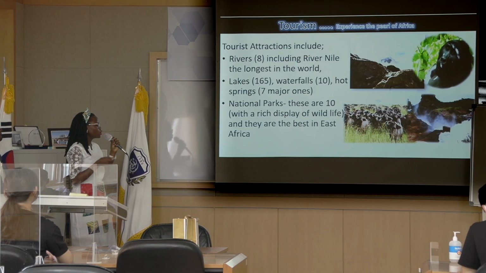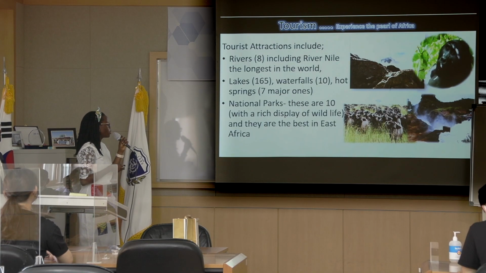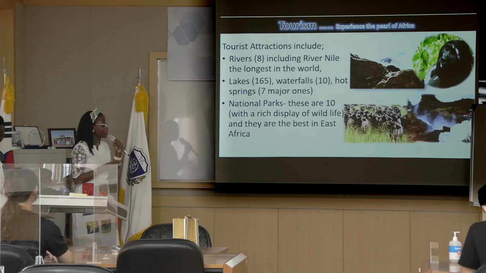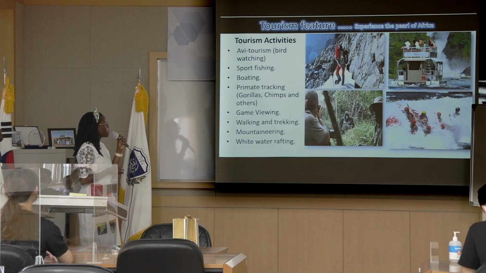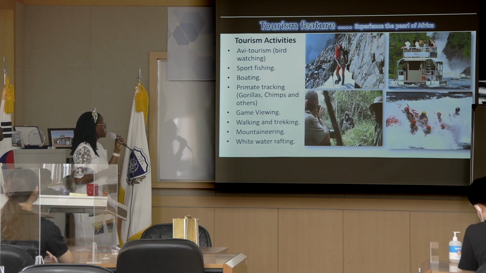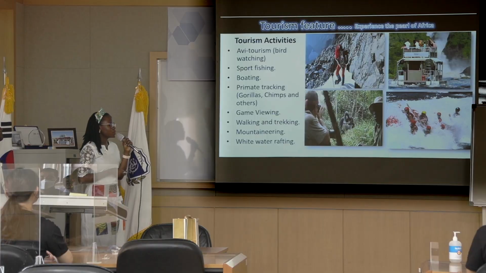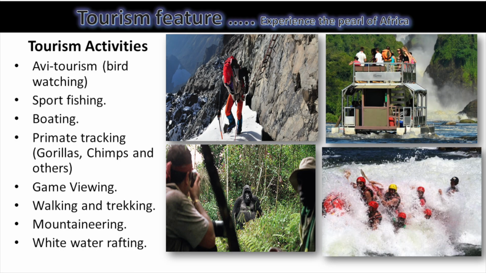Then we have the national parks, 10 of them, and many other small zoos where we keep wildlife. We have a range of that. I think that's why Uganda is called the Pearl of Africa. And some of the things that you can do while in Uganda as a tourist, you can go for bird watching, which is in Kidepo National Park and many other national parks. We have different species of birds that are not anywhere else in this world, so you need to visit and see.